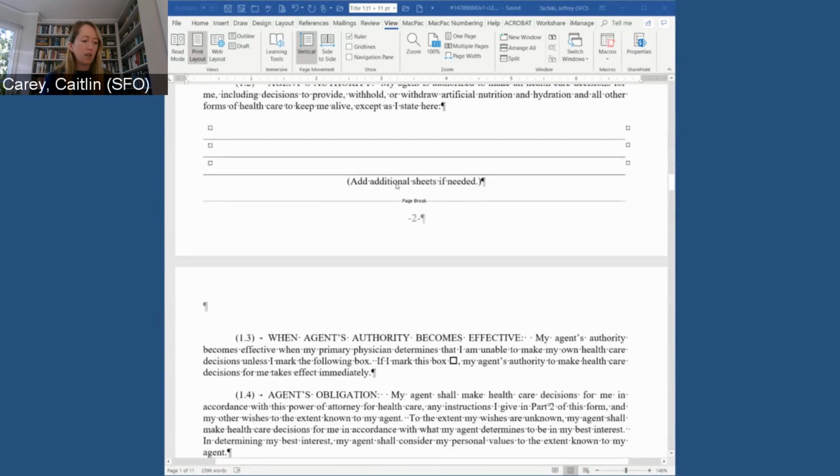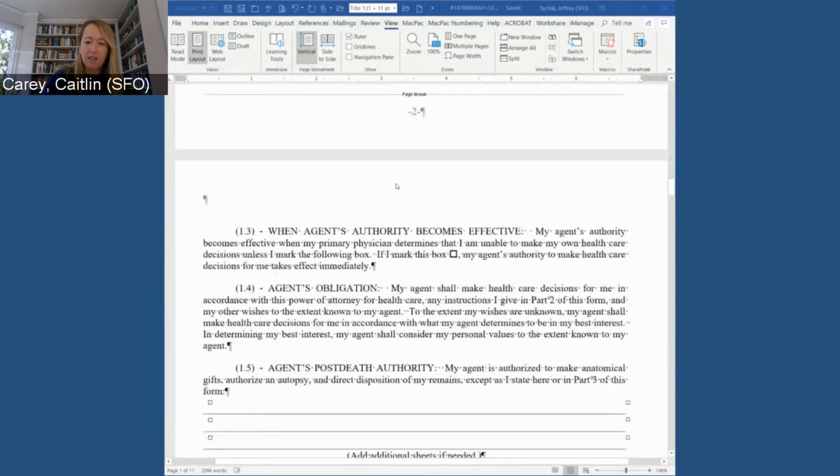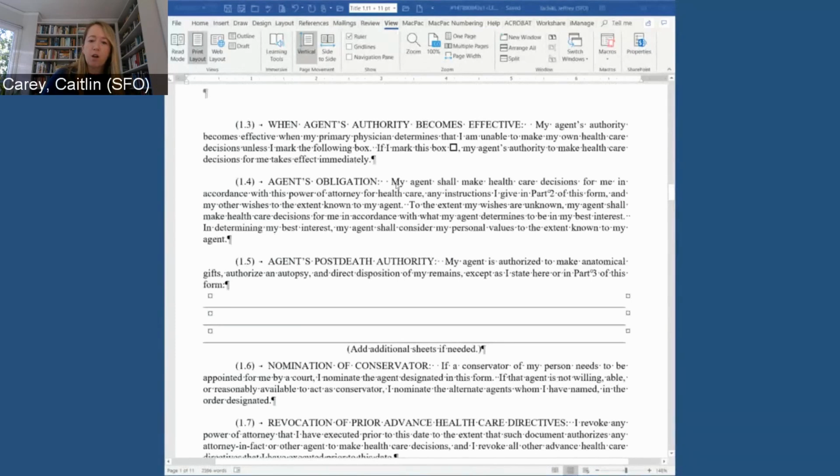Okay, so skipping to the next page, page 3. Section 1.3 has a box in the middle of the text on the second to last line. It says that if you mark this box, your agent's authority to make healthcare decisions for you takes effect immediately. I typically recommend that my clients check this box. The reason for that is that there might be a scenario where it's not crystal clear whether or not you have capacity, or perhaps you do have capacity, but you're just ill.